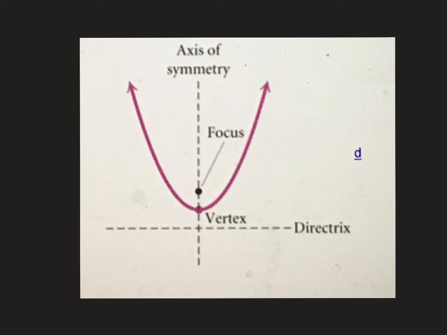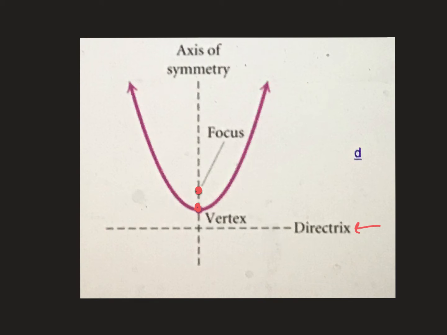A couple things you've never seen before. When you've done parabolas before, like in Algebra 2 or Algebra 1, you found the vertex, if it opened up or down, maybe how wide it was. But now we're going to add a couple things. We're going to have something called the focus, which is a point that's inside the parabola, and the directrix, which is a line that is outside the parabola.